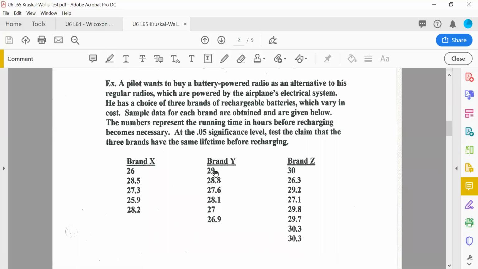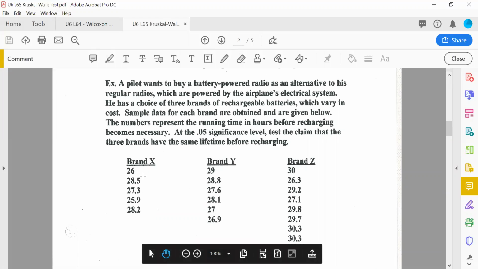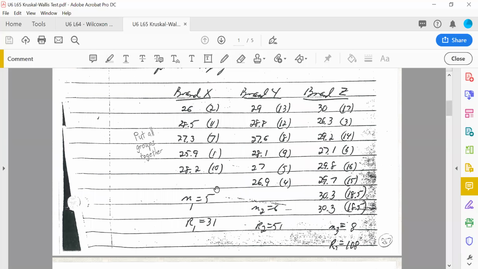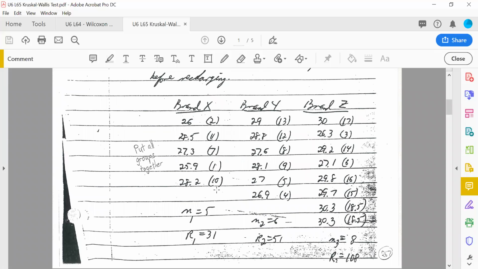First off, note the sample sizes of each brand are different. Doesn't matter for this test. Now, this is a test for analysis. There's a counterpart for analysis of variance, but I'll be honest, it might be one of the quickest, most basic tests you're going to handle. Just like the Wilcoxon rank sum test, you are ranking all the sets as one big group, put all the groups together. So, ladies and gentlemen, if you can literally just rank from low to high, you can do this hypothesis test.